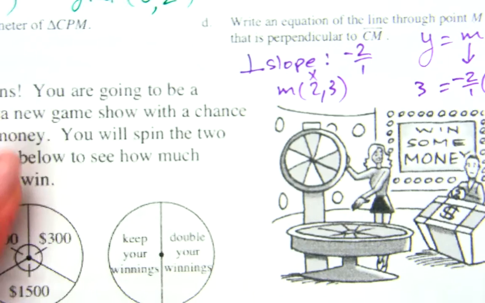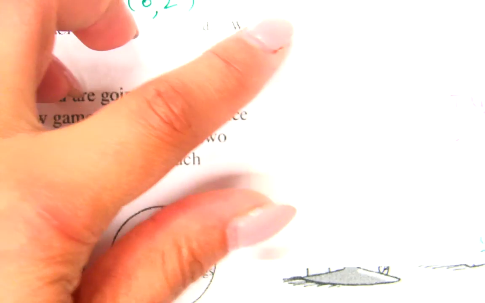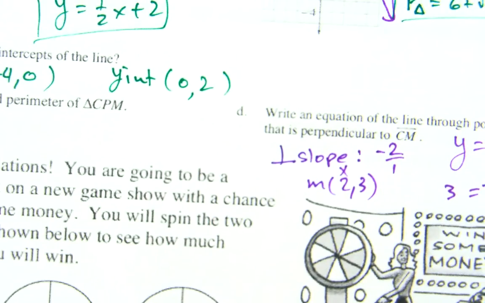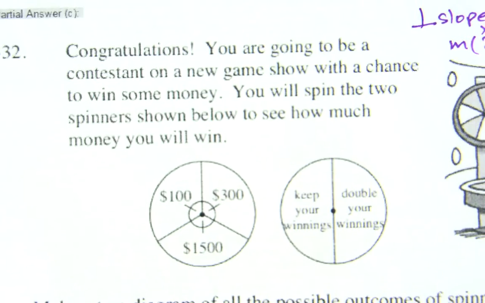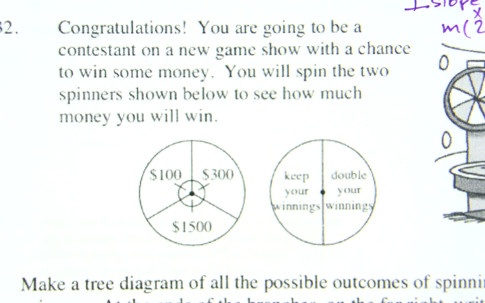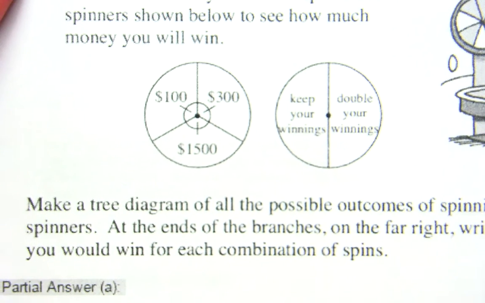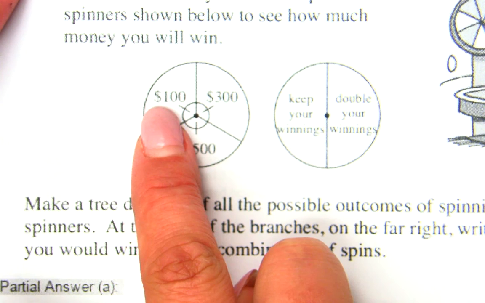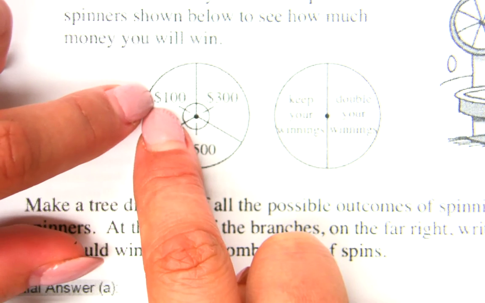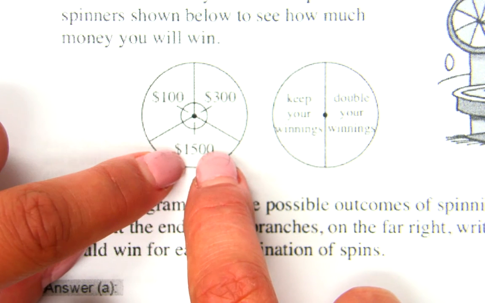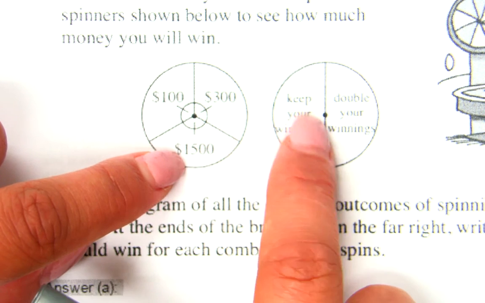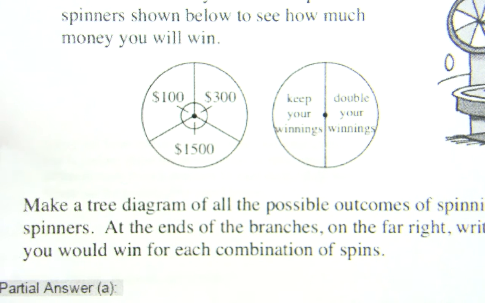Alright, and then the last one is 32, which is, I think, outcomes. Yep, okay, 32. Congratulations, you're going to be a contestant on a new game show with a chance to win some money. So you will spin 2 spinners shown below to see how much money you win. Okay, this is going to be kind of fun. If you spin $100, you keep your winnings or double them on your next spin. You get $1,500, you get to keep your money or double, and then $300 you get to keep or double.